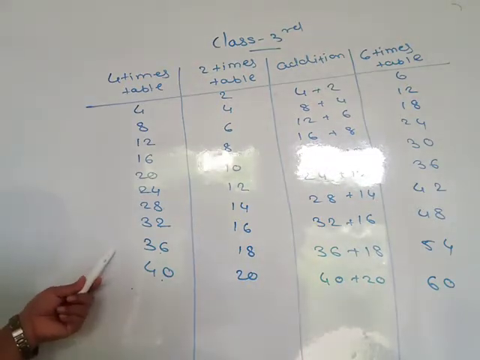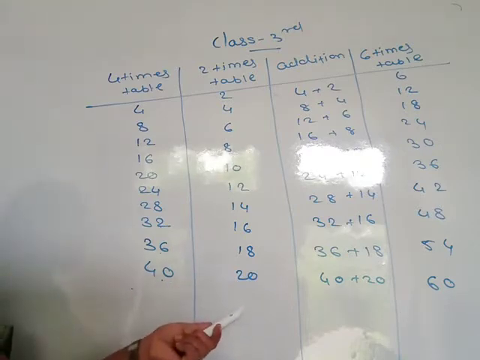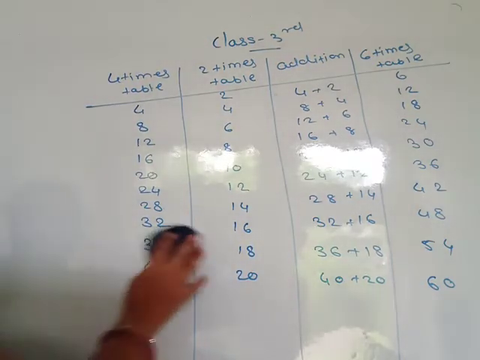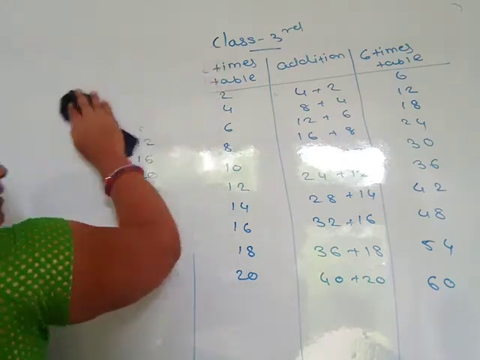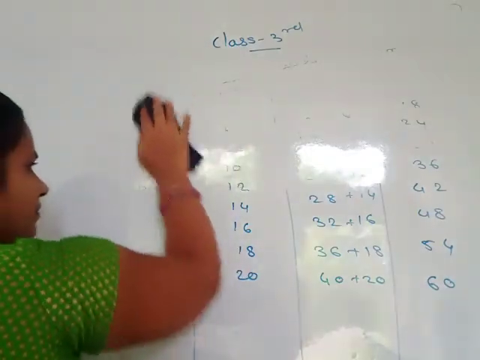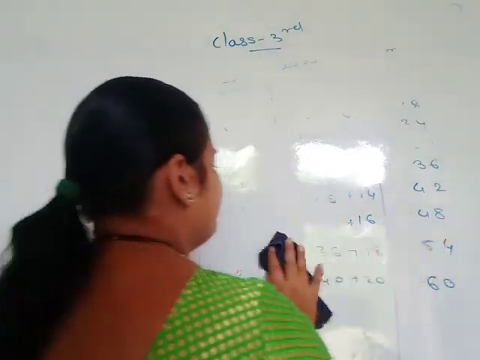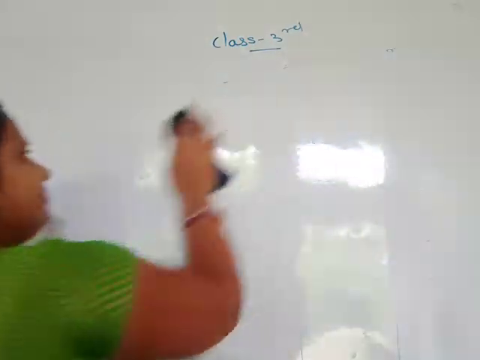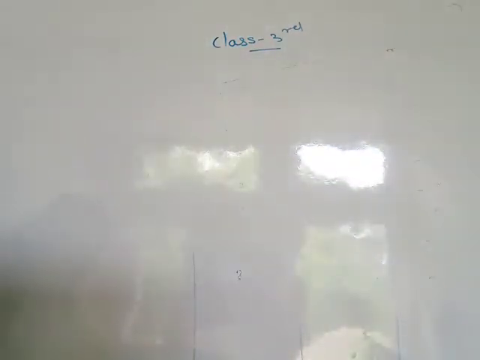Firstly you write here the 4 times table and 3 times table. Then afterwards you write here the addition of these two tables and you will get this 7 times table. Write here the next table.